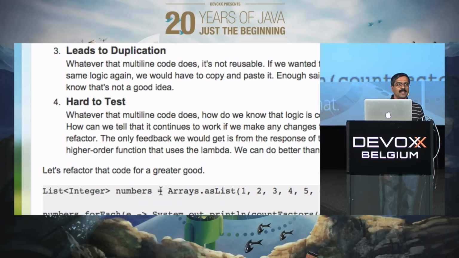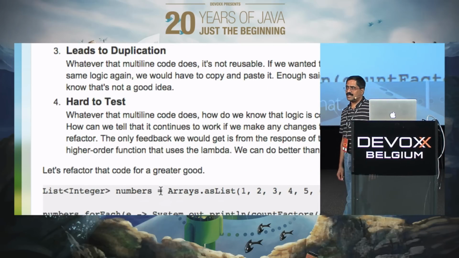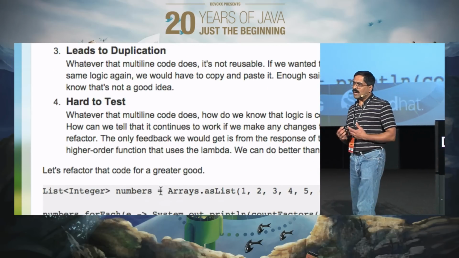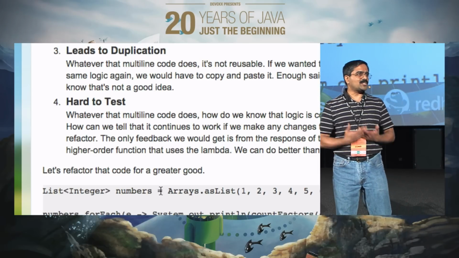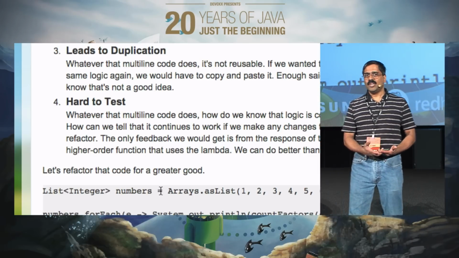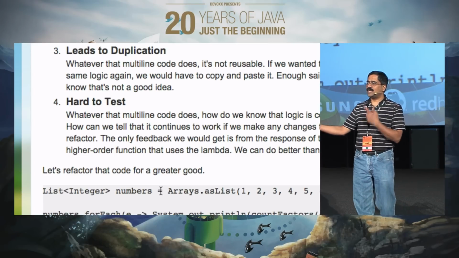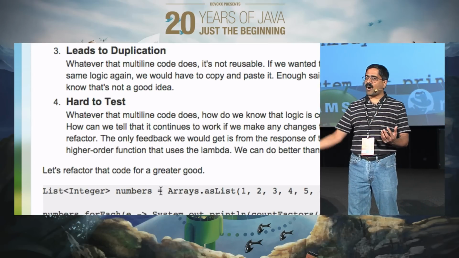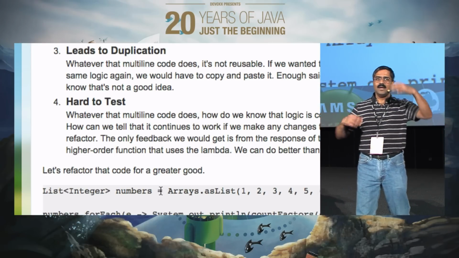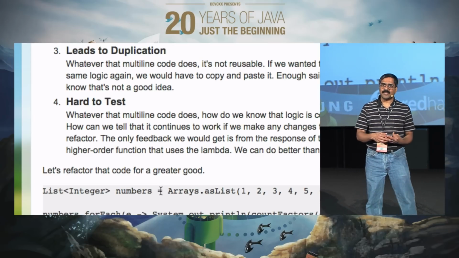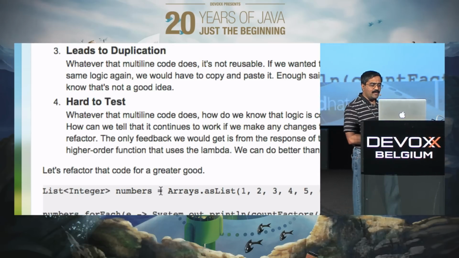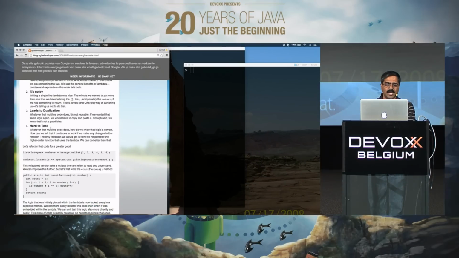And finally, it becomes incredibly hard to test your lambda. If you really have logic in a lambda, that's the wrong place to put the logic. You want to move the logic into a function, have that function nicely unit tested, and then simply call that function from within the lambda rather than having the logic in the lambda itself. So while lambdas make our lives really nice, it's very important for us not to get carried away.